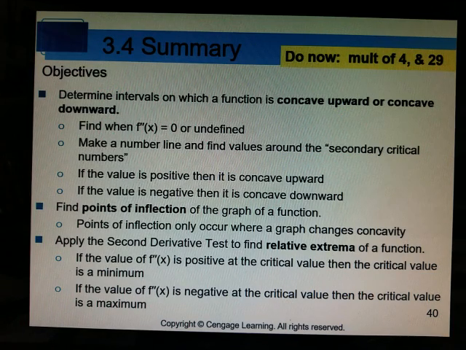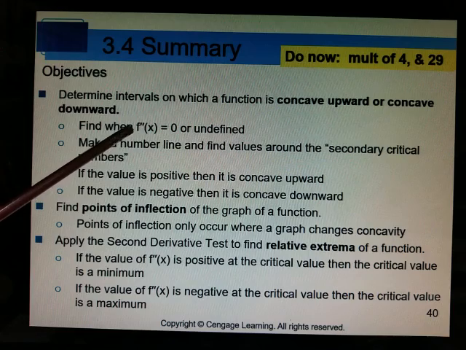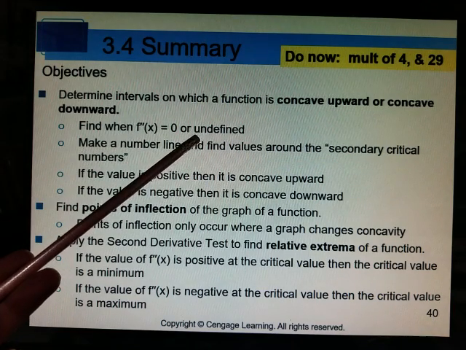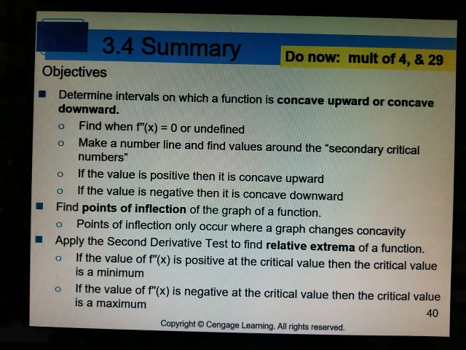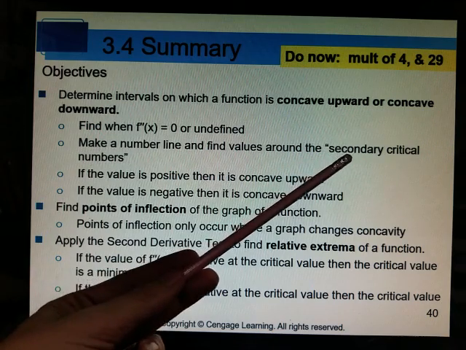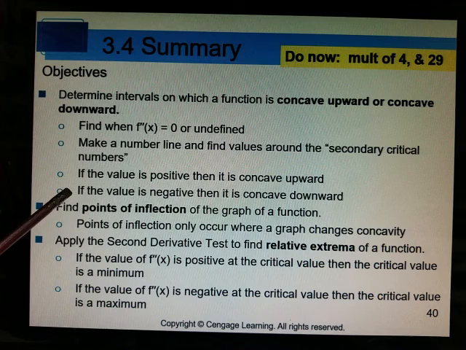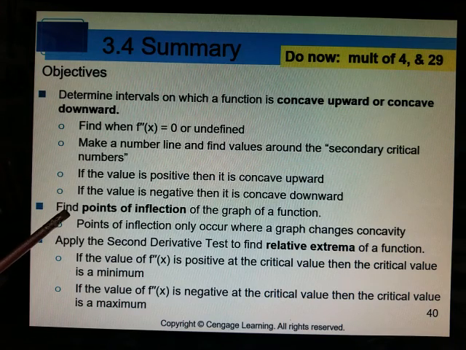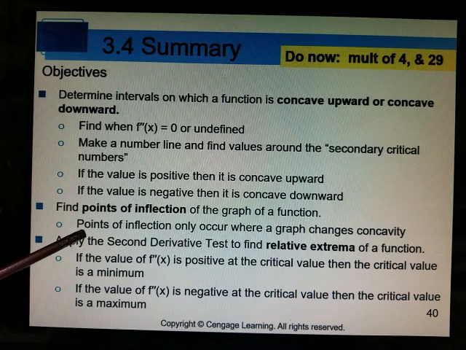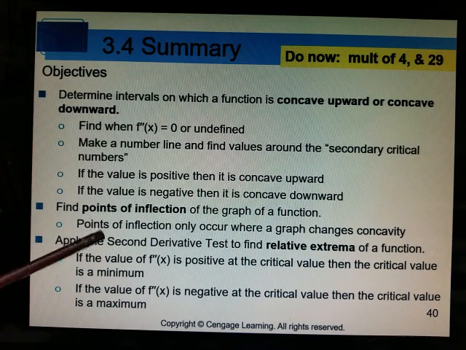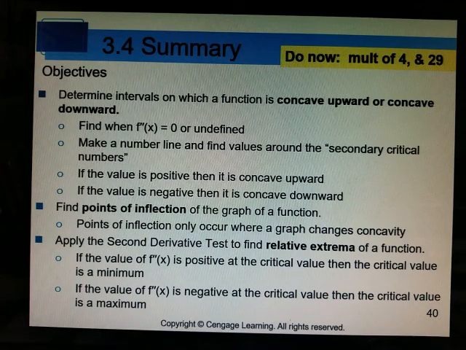So remember, for concavity, you have to take a second derivative. Once it's 0 or undefined, make sure they exist in the domain. Make your number line with those fake critical numbers. If that value is positive, it's concave up, and if it's negative, it's concave down. Okay, to find those points of inflection, you would have to find that second derivative. And again, it has to change concavity for it to become an inflection point. If it stays concave up and doesn't change, then it's not going to be an inflection point.